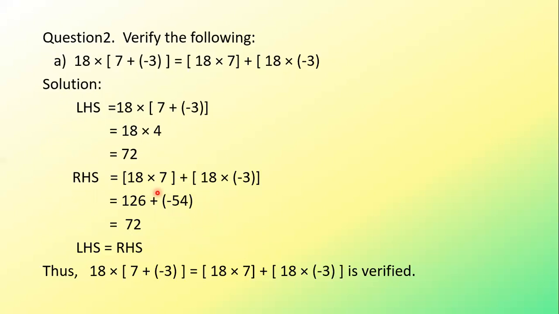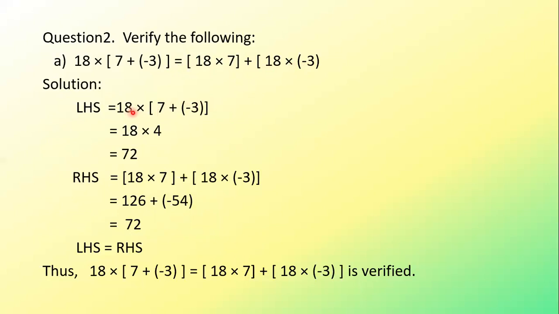Here, 18 is given first in LHS. LHS means left hand side of the equation: 18 into 7 plus minus 3. Coming back to the question, 18 is given outside the bracket, and in RHS that 18 is taken as the common number for both 7 and minus 3. So first multiply 18 into 7, and to that we will add the product of 18 into minus 3.